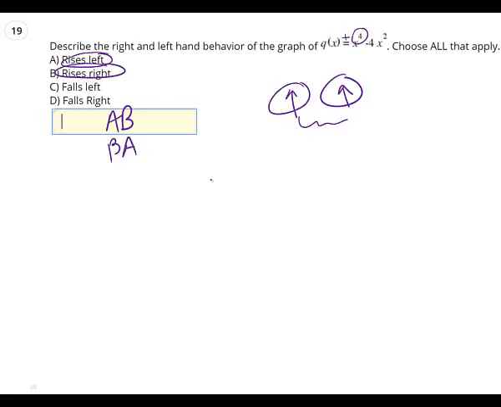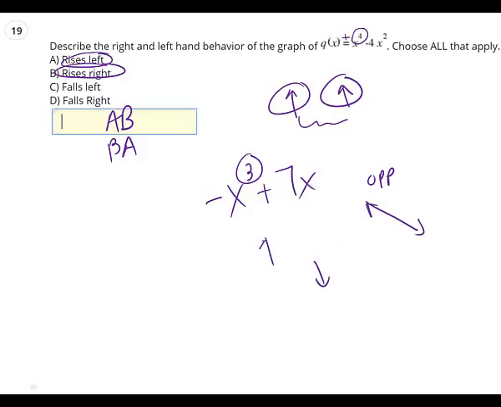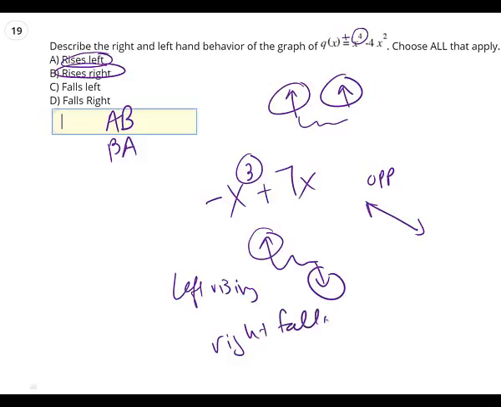Let's pretend that it said something like negative x cubed plus 7x. If it was something like this, then it's an odd exponent, which means they point opposite directions. All right. It's negative, so that means it falls like a negative sloped line. So in this case, on the left-hand side, it is rising, and on the right-hand side, it is falling.